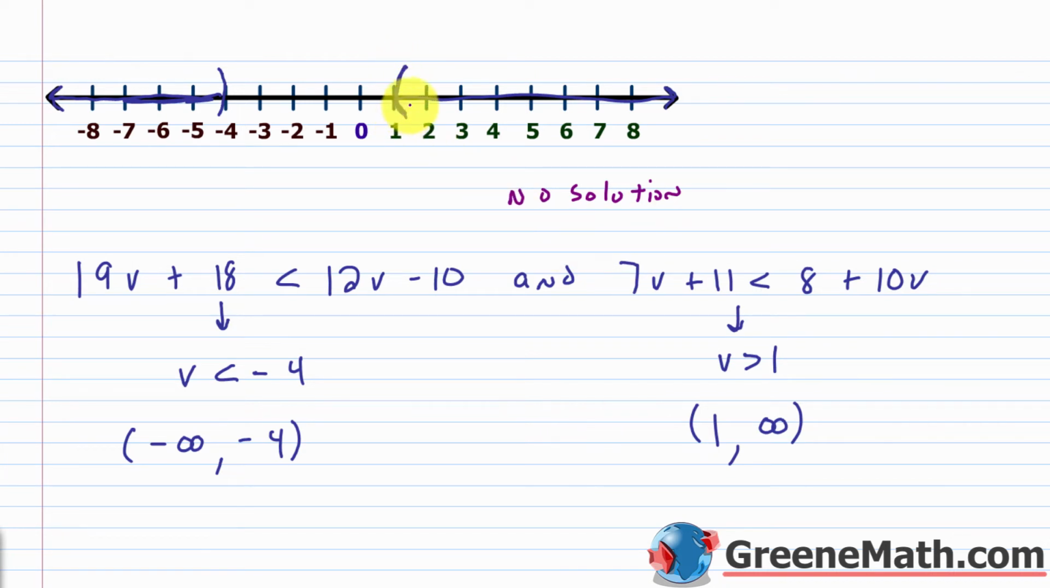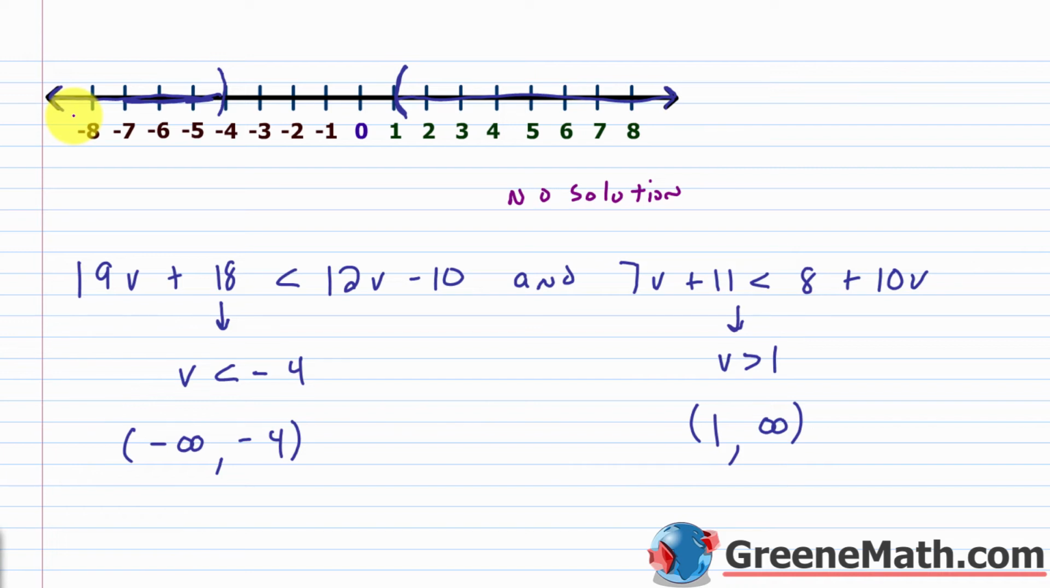Because if you look here, for this guy right here, 7v plus 11 is less than 8 plus 10v, that's satisfied by numbers that are greater than 1. This guy right here, 19v plus 18 is less than 12v minus 10, that's satisfied by numbers that are less than negative 4. So there is no number that is less than negative 4 and also greater than 1. That doesn't exist, and so there is no solution.